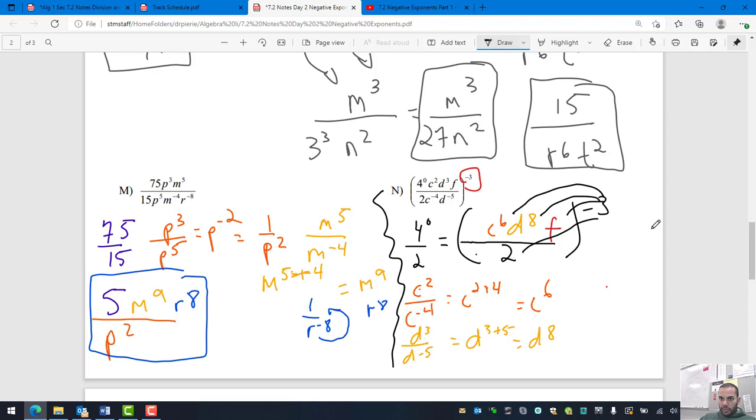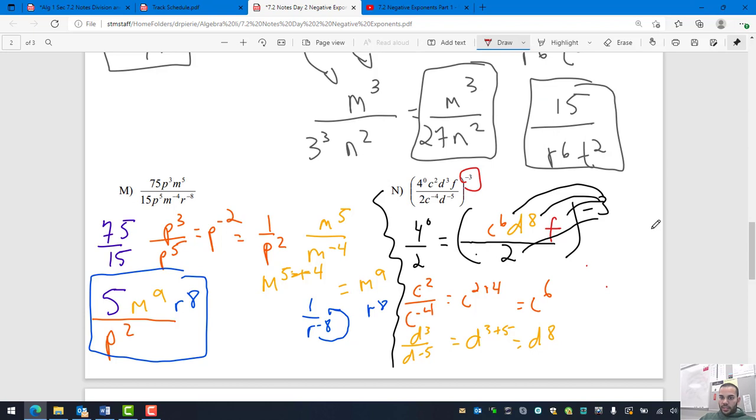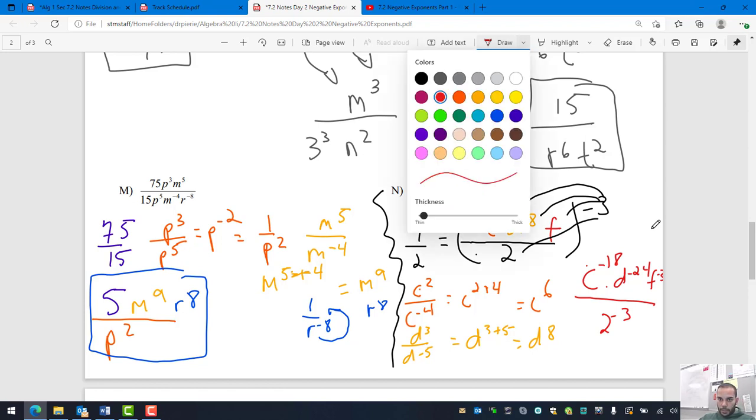Okay, so when we clean this up, here's what it should look like. c to the 6th raised to the negative third should be c to the negative 18th. d to the 8th raised to the negative third should be d to the negative 24th. And that should be f to the negative third. And then in my denominator, it's going to be 2 to the negative third power. Okay, we're super, super close. Now we just got to make sure we clean everything up one last time.